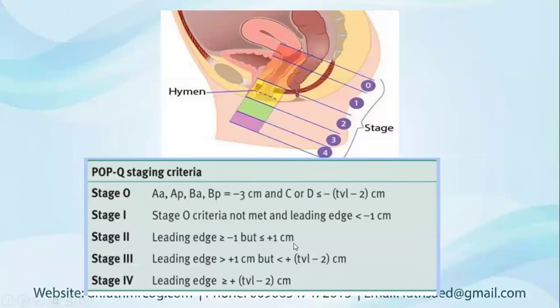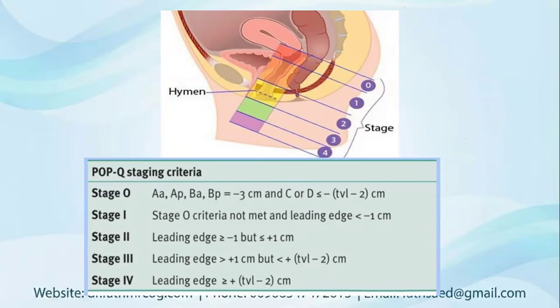I will put a total vaginal length like 9 centimeter here. I will subtract 2. It will give you 7. If they tell you the leading edge is less than total vaginal length minus 2, you are in stage 3. But if I put total vaginal length 9 minus 2, it will give me 7, and they tell you the leading edge is 8 and this 7, that means I'm in stage 4. So here I can differentiate stage 3 and 4, and stage 2 between -1 and +1. Stage 1 more than +1, stage 0 no prolapse. Everything is in place. Is it clear?